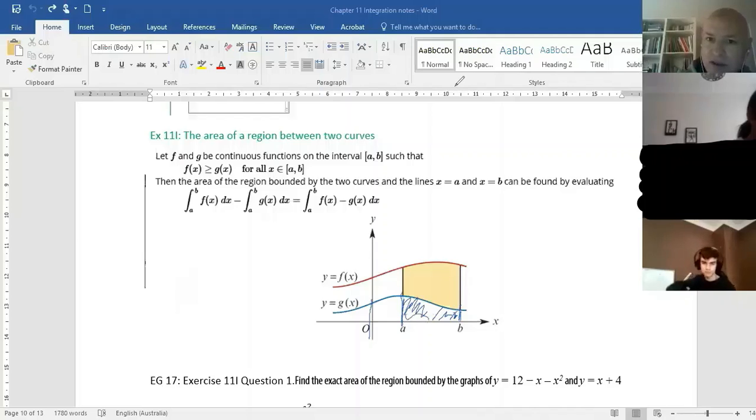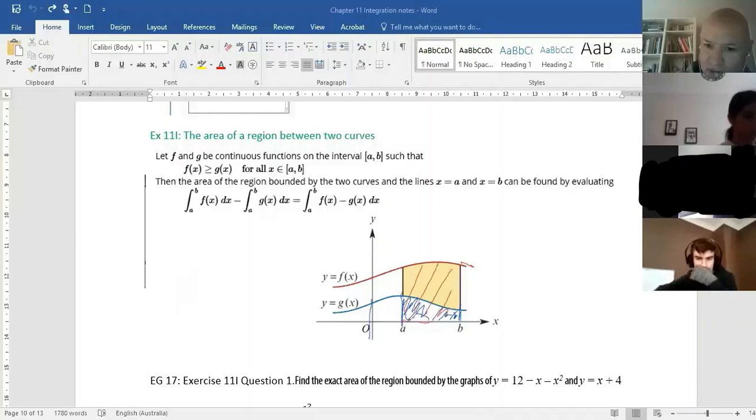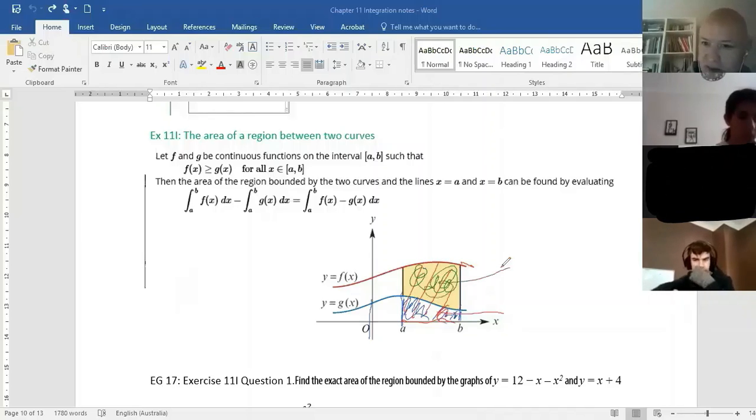If we're finding the area under the curve of this red one, we're finding all that right up to there as well. So you can see this part here has been doubled over. So that's not what we want. If we are finding the area between the two curves, we want this green part right here. So how do we find that one? Well, we take this whole area and we subtract this section over here.